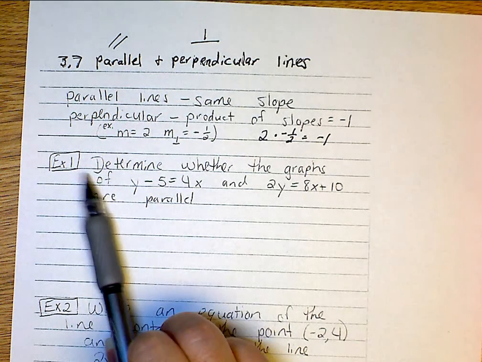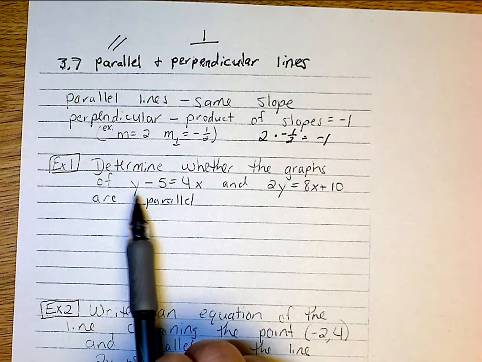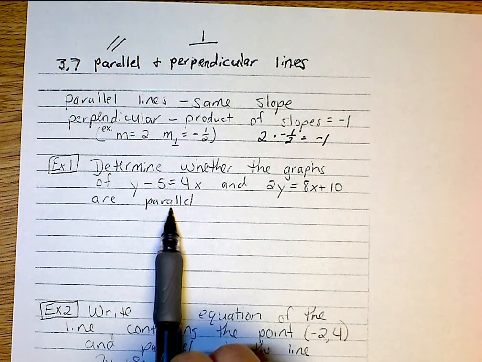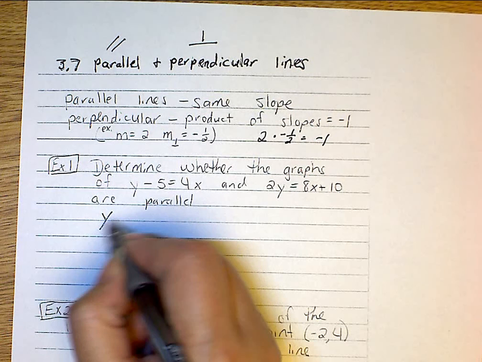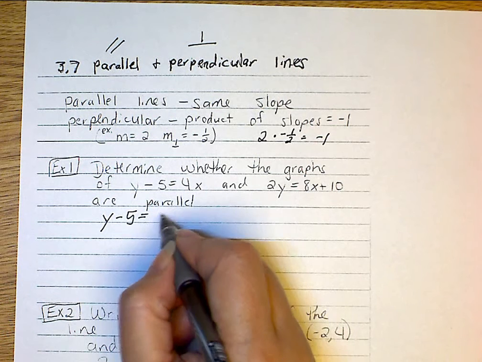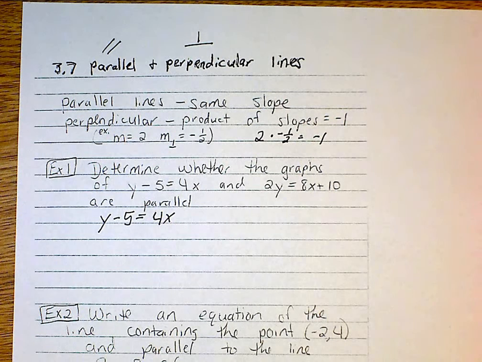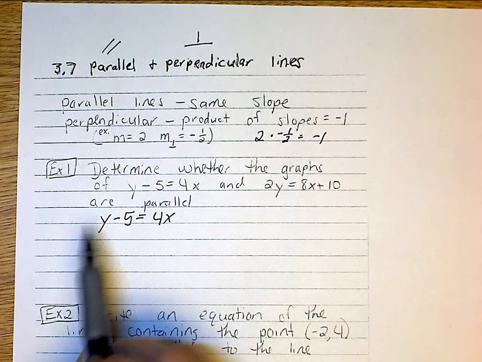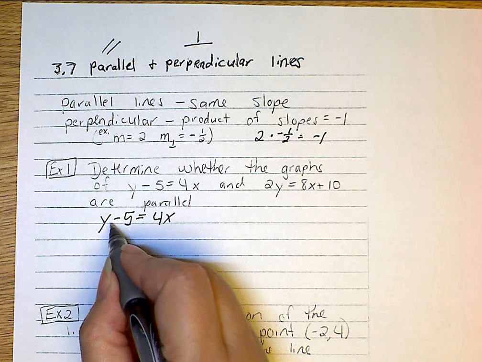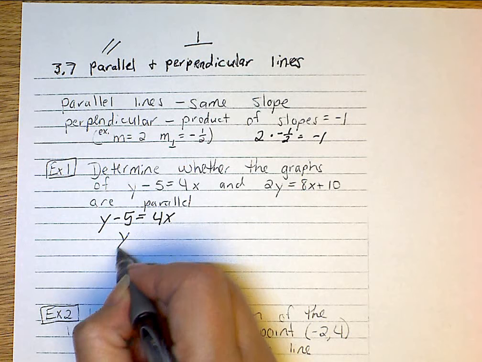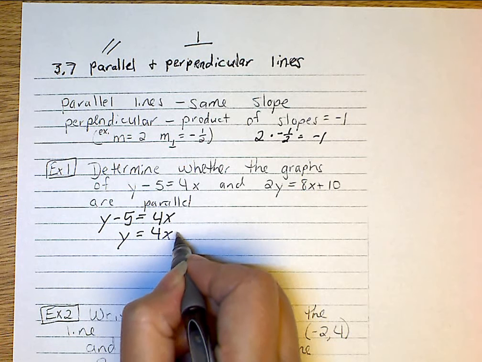Example 1. Determine whether the graphs of these two lines are parallel. So the first thing we have to do is get it to the y equals mx plus b. So we have y minus 5 is equal to 4x. Dylan, what's my first step to set y equals? So what do I have to do here to get it to be y by itself? Add 5 to both sides. So if I add 5 to both sides, I get y is equal to 4x plus 5.